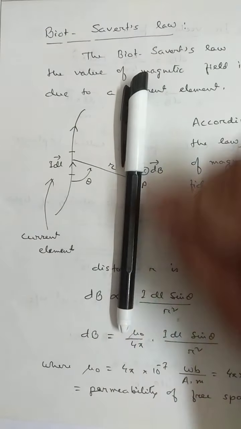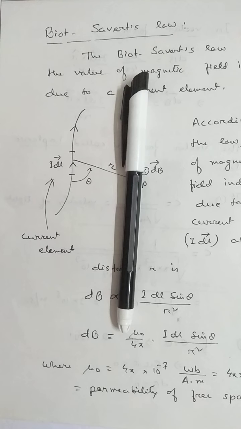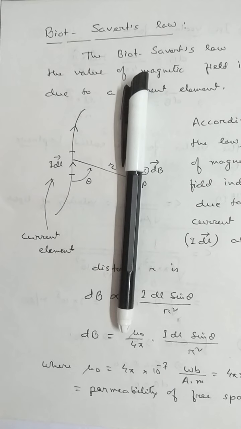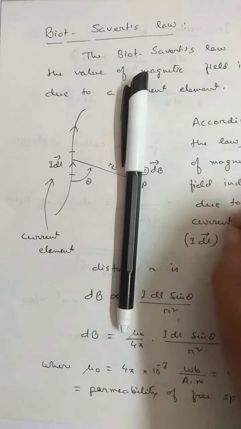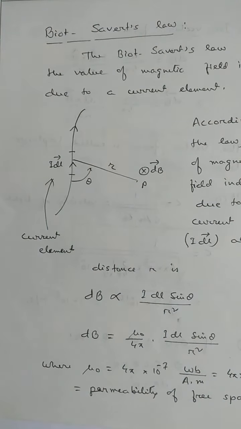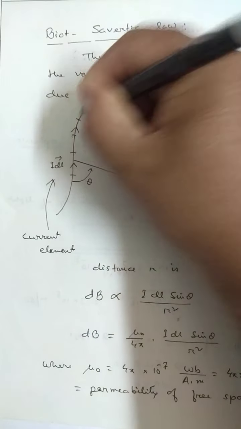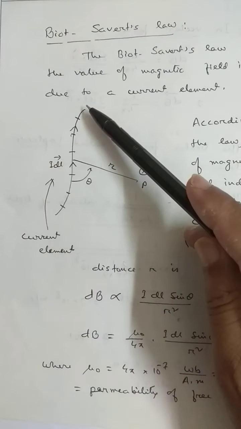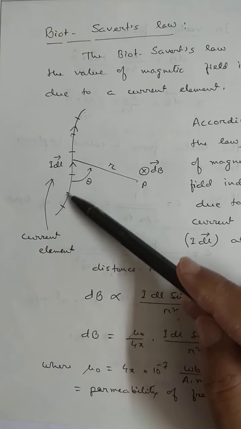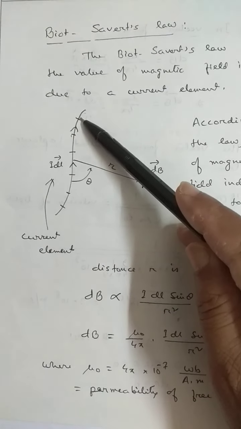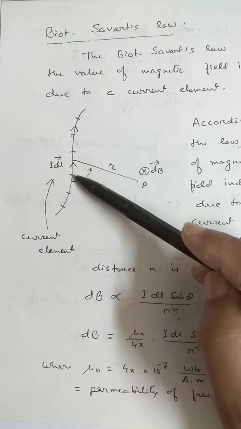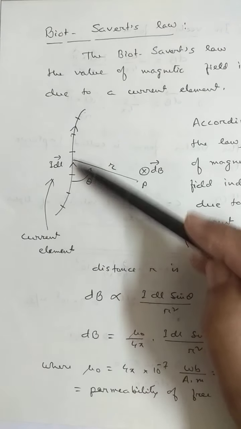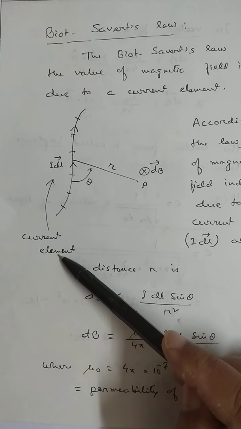When the wire is very long, we generally cut the wire into small pieces. This type of small section of a current carrying wire, or small section of a current carrying conductor, is called a current element. So this is the wire. I cut the wire into small sections, each of length dl. This small section through which current flows is called the current element.